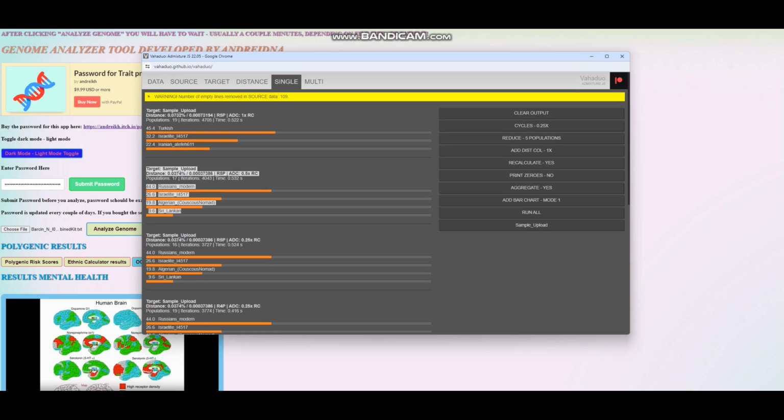Let's see which one has the closest fit actually. Which model had the closest fit? It looks like this model so far has the closest fit. Actually, is this the one? No. This model has the closest fit. All right, so the closest I could get to it is 44% Russian, 26% Israelite, this one specific individual from Israel, 20% Algerian, and 9.6% Sri Lankan.